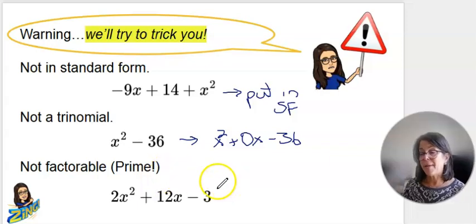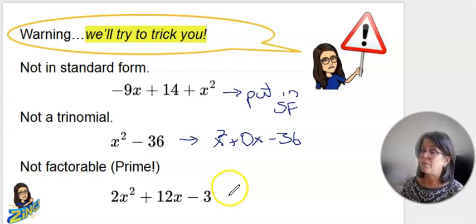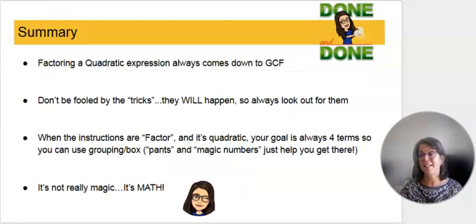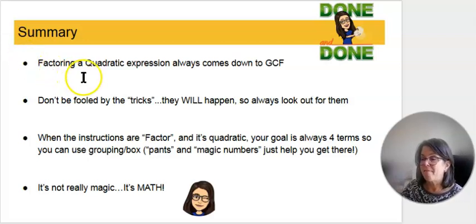The other thing that could happen is that it can't be factored. And this is an example of one that can't be factored. You just need to try it. And if it doesn't work, that means it's prime. You can see that this is going to take some practice, and I'll give you plenty of it. Remember that factoring a quadratic expression always comes down to GCF. We do it over and over and over again. So you have to get good at it if you're not already.